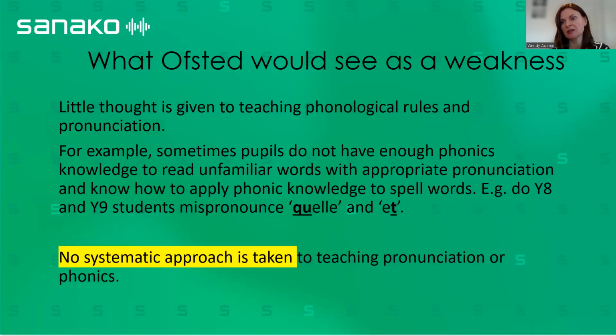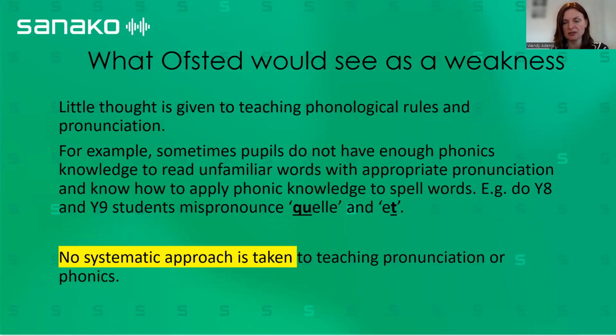And what Ofsted would see as a weakness would be that little thought is given to teaching phonological rules and pronunciation. And it gives some examples, such as year 8 or 9 students mispronouncing the QU sound, which they often do.